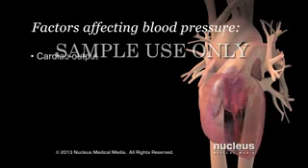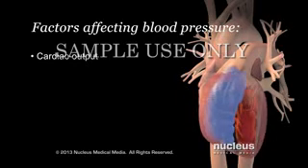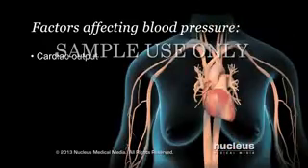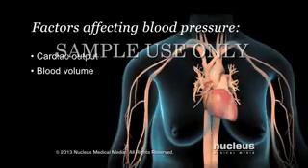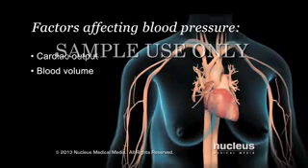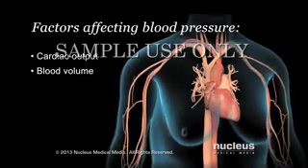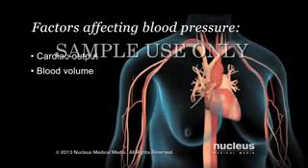The first is cardiac output, or the amount of blood your ventricles push out of your heart each minute. Your blood pressure goes up as cardiac output increases. The second factor affecting your blood pressure is blood volume, or the total amount of blood in your body. Blood pressure also goes up as blood volume increases.